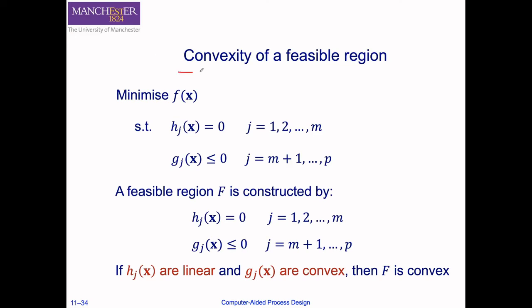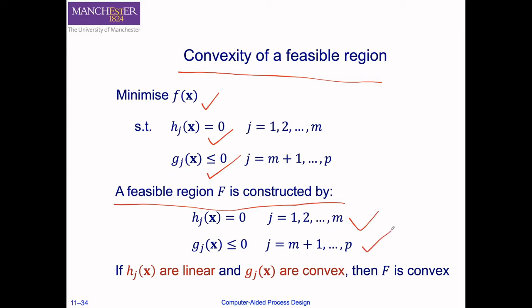Now we can define convexity of a feasible region. For a general optimization problem, we usually have the object function, equality constraints, and inequality constraints. A feasible region is usually constructed by equality constraints and inequality constraints. If the constraint functions in the equality constraints are linear and the constraint functions in the inequality constraints are convex, then the feasible region F is convex. If H_j(x) is not linear, then the feasible region F is generally not convex.